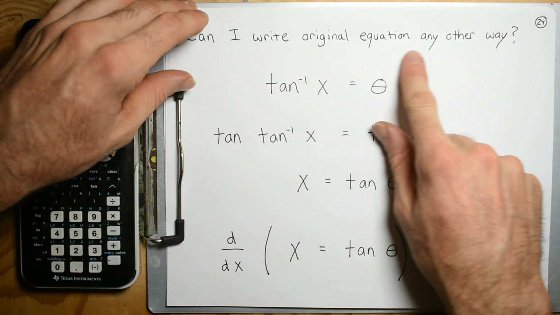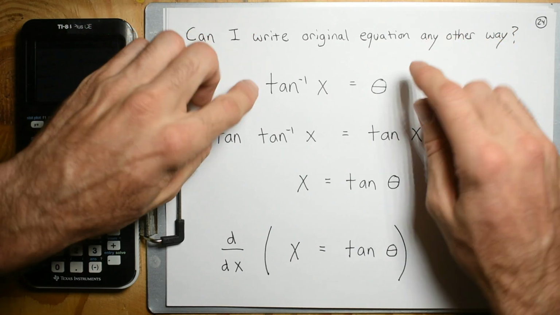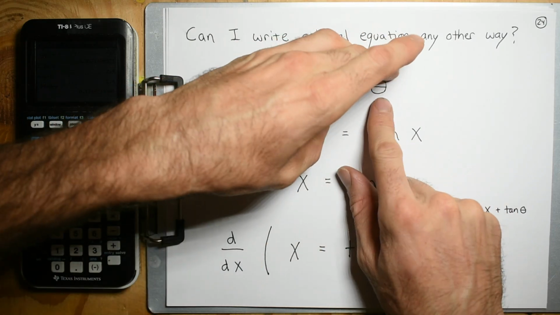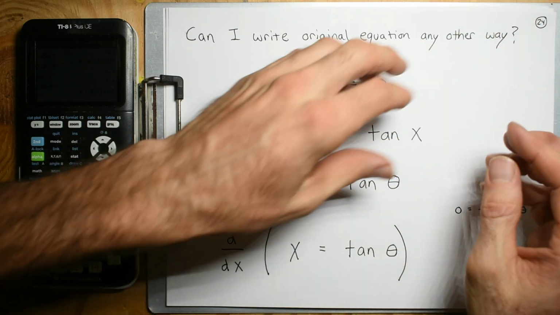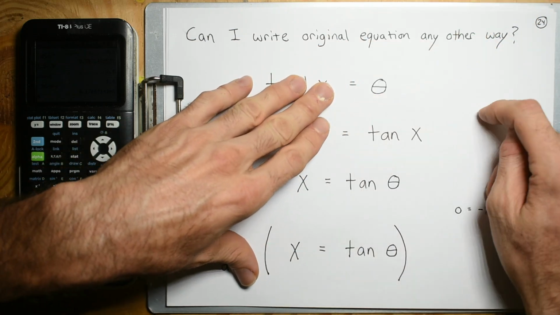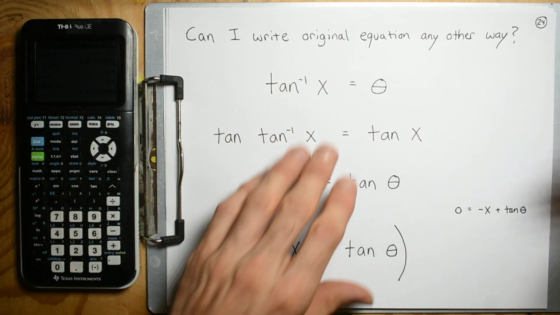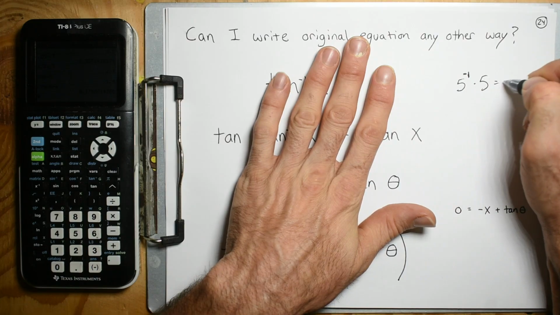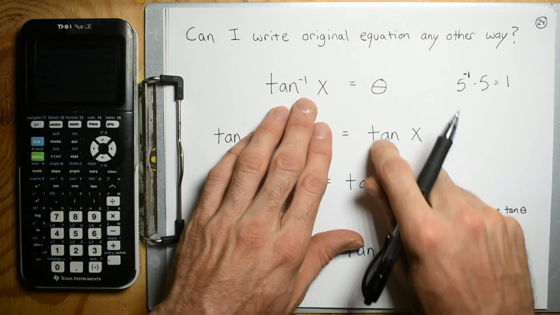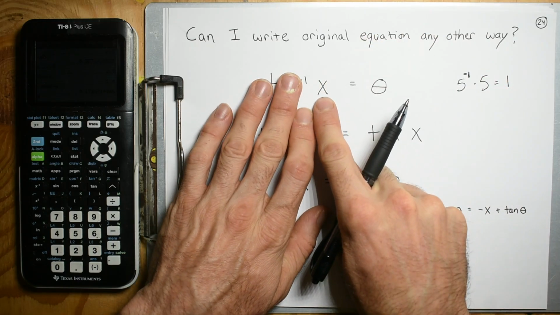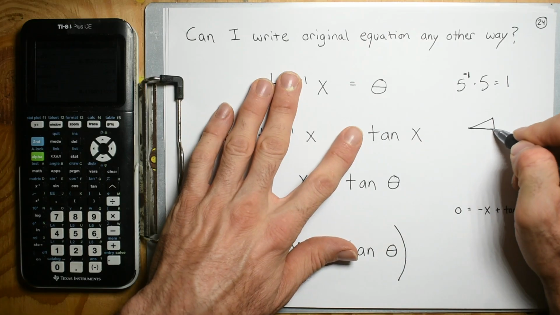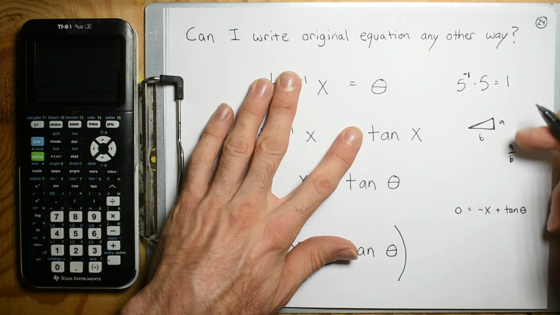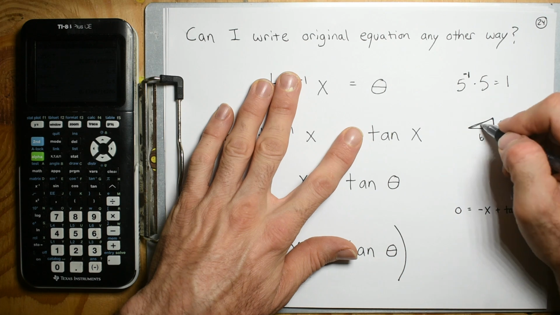So can I write the original equation any other way? Here's this equation. Yes. Inverse tangent of x is taking a ratio and then saying, hey, that's the angle. Or I can have the angle and say, let's take the tangent of that angle, which outputs the ratio. So this is saying that if I have a ratio that involves the tangent, a over b, that's the ratio that involves the tangent. I know the angle.